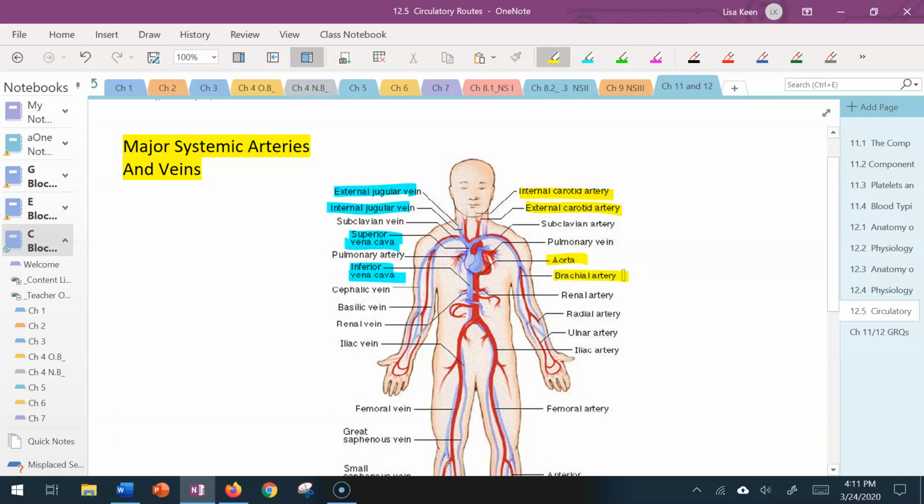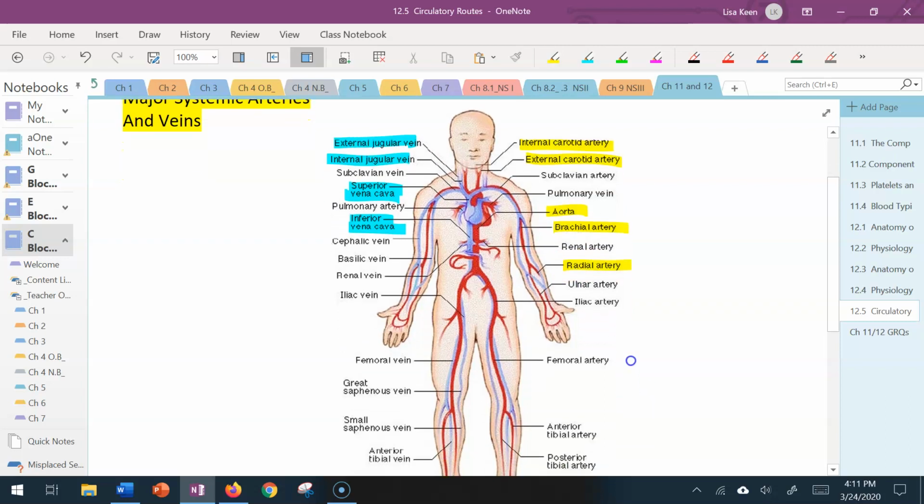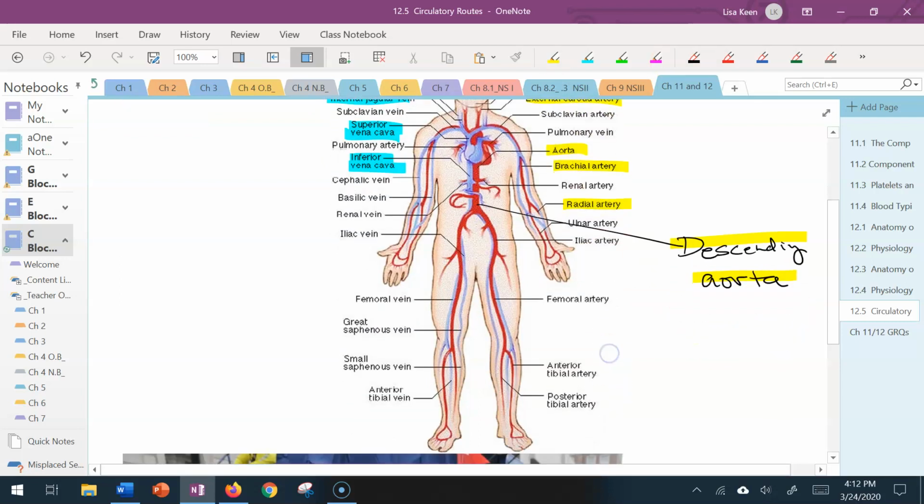The radial artery is the one that I prefer to use for taking my pulse. But you also have the descending aorta, which they have not labeled here. So I'll do that for you. Right here is the descending aorta. And that is also an artery, which is going to lead to the femoral artery.